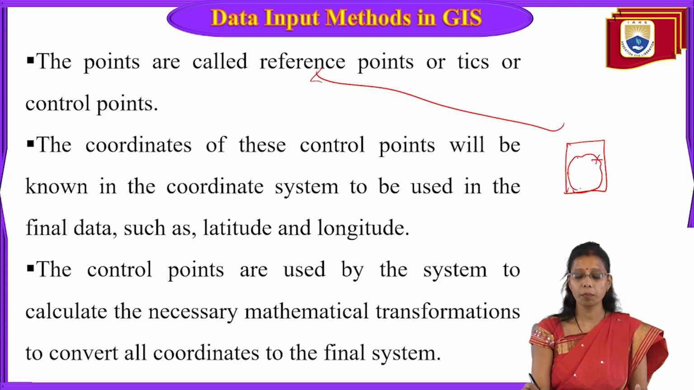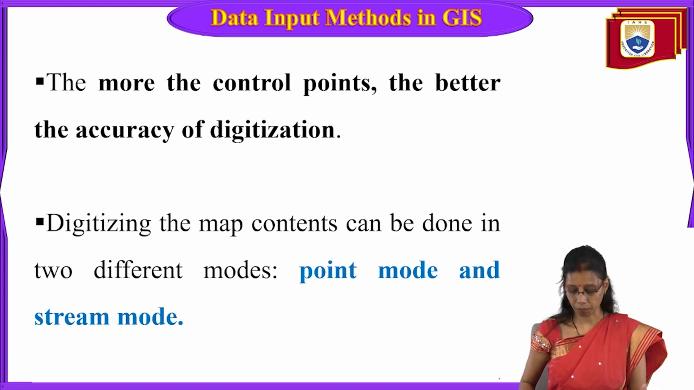So, these points will be fixed as an xy coordinate in the map, which can be used further for the final information. The control points are used by the system to calculate the necessary mathematical transformations to convert all coordinates to the final system. Now, the more the control points, the better the accuracy of digitization.